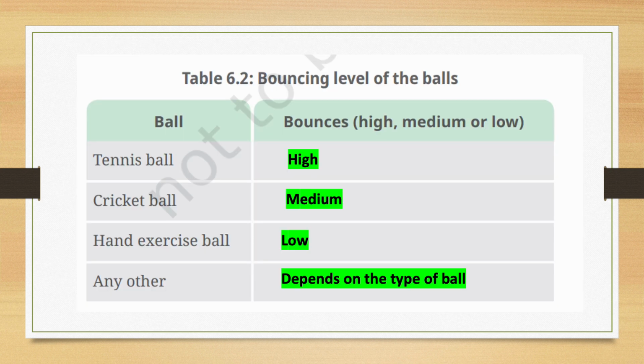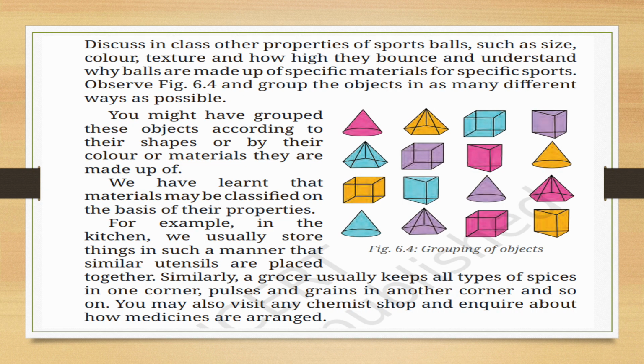Bouncing level of the balls. The tennis ball bounces high, the cricket ball medium, then the hand exercise ball low. Any other ball depends on its type. Discuss in class other properties of sports balls such as size, color, texture and how high they bounce, and understand why balls are made up of specific materials for specific sports.